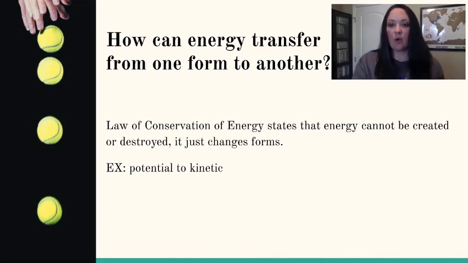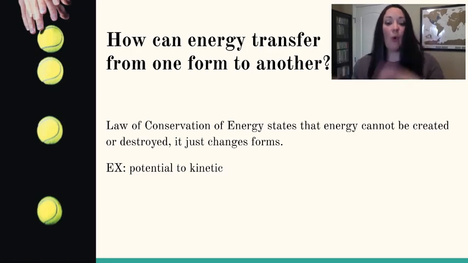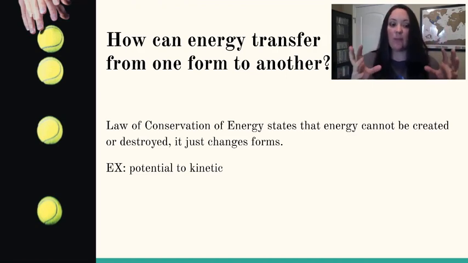Now, how can energy transfer from one kind to another, so one form to another? One of the most important concepts that you need to understand about energy transfer is the law of conservation of energy. It states that energy cannot be destroyed or created. It only changes forms, from one kind to another. So, for example, from potential to kinetic. So take the picture there on the left. We've got a tennis ball being dropped.